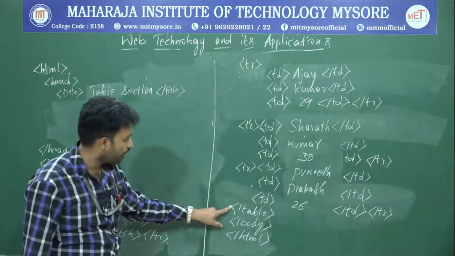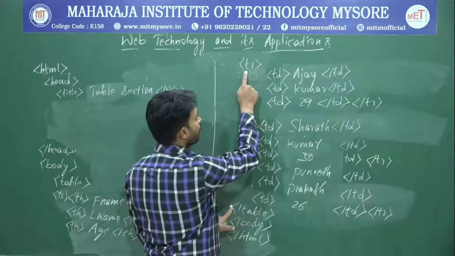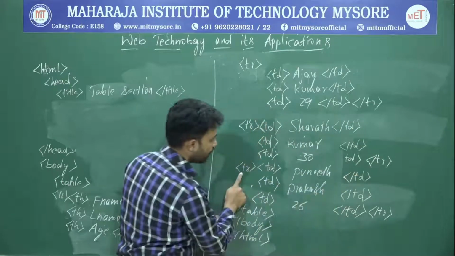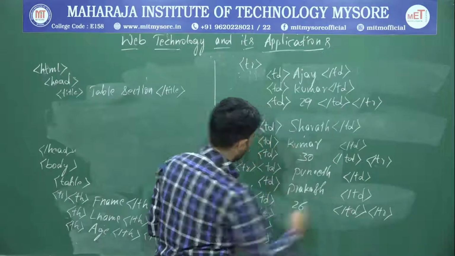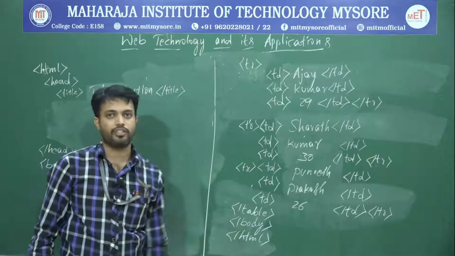And again I have closed this table. You can notice this: tr is closed here, again tr is closed here, again this tr is closed here. Likewise here I am going to close this table body HTML.